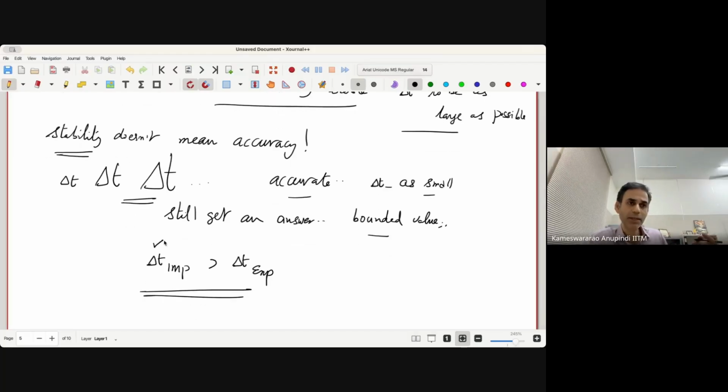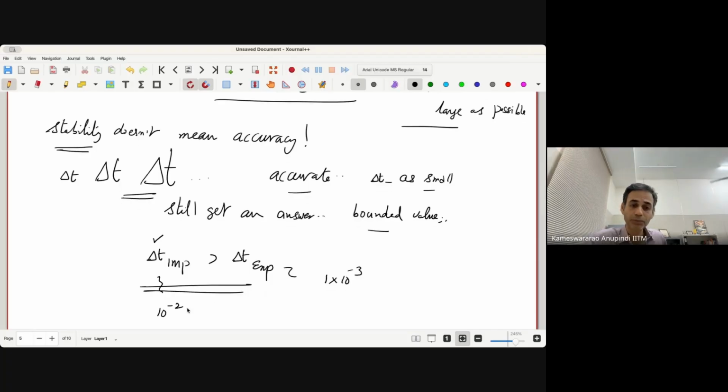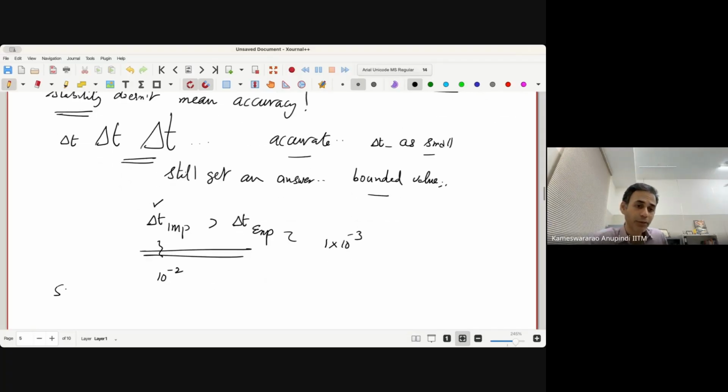A larger delta t means that you can arrive at the final time in fewer number of steps, right? So that is the benefit you are getting, but you cannot take it very large. For example, if let's say delta t explicit you had used 1 into 10 power minus 3, perhaps delta t in the implicit method you could choose as 10 power minus 2. But if you still have to simulate for 5 seconds, you can't choose delta t to be, let us say, 1 second, because with 1 second you may still get an answer, but the answer will be grossly incorrect. You just want to do 5 steps and then get an answer, it is not possible.